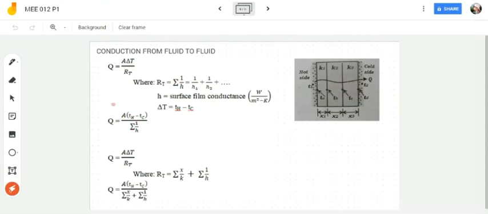If we combine this with your composite wall formula, your Q is equal to A delta T over your RT, where your RT is equal to the summation of X over K plus the summation of 1 over h. This is the resistance from the wall, and this is the resistance from your fluid. So the working equation, if you combine your conduction through walls with conduction through fluid, is Q is equal to A times TH minus TC over the summation of X over K plus the summation of 1 over h. Okay, so let's have an example here.